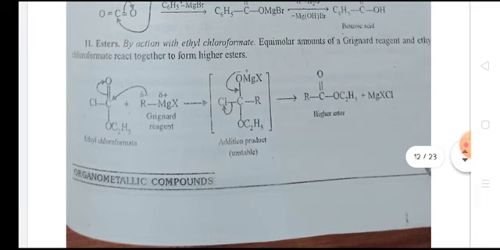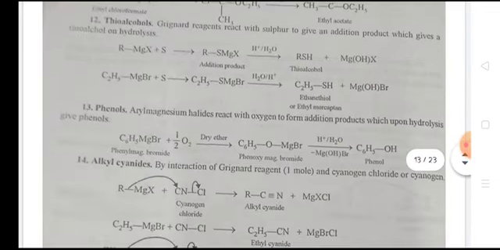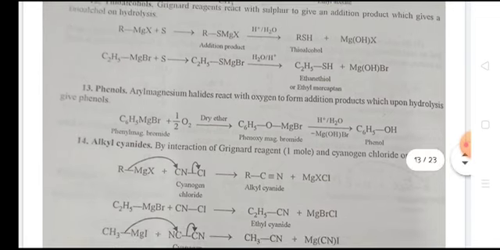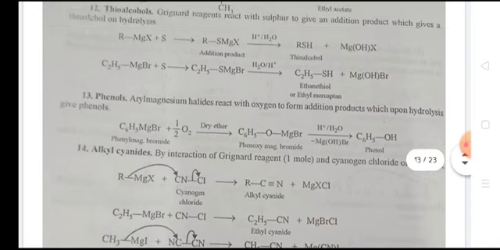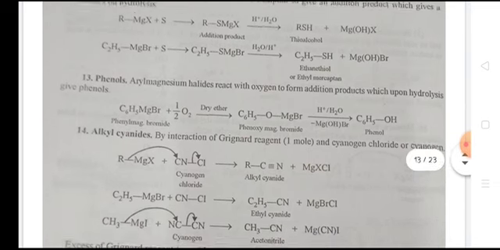Eleventh, esters. By action with ethyl chloroformate, equimolar amounts of Grignard reagent and ethyl chloroformate react to form higher esters. Twelfth, thioalcohols. Grignard reagents react with sulfur to give an addition product which gives a thioalcohol on hydrolysis. RMgX plus S gives an addition product, which upon hydrolysis gives thioalcohol.